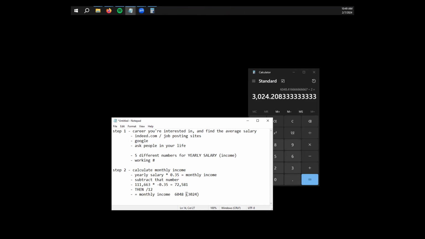$3,024. Now, this is a more accurate representation of your ideal monthly income because this is considering some of the reductions and things that come out of your check. And this is the number that we're going to use to build our monthly spreadsheet here in just a second. So here's your math. You take your yearly salary and you multiply that by 0.35. And then you subtract that number above. It's minus times 0.35. I'll write it as a function, so that's a little bit clearer.